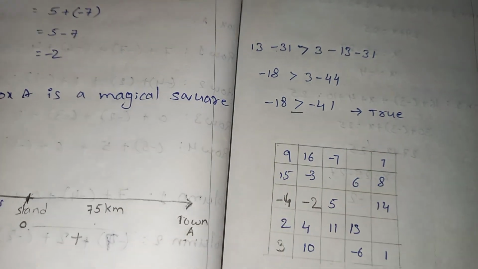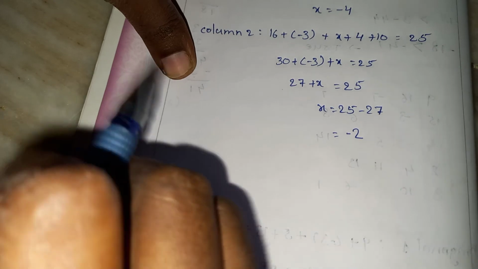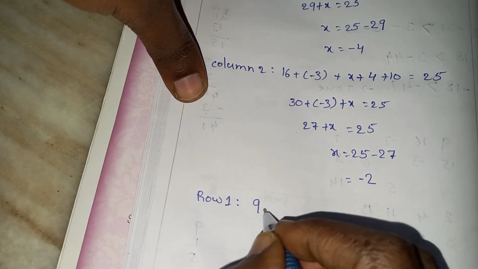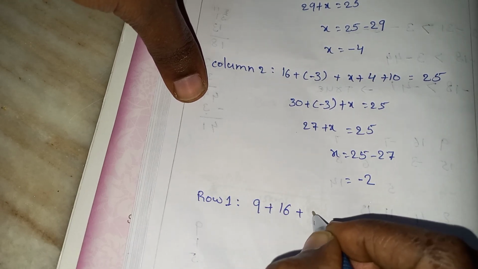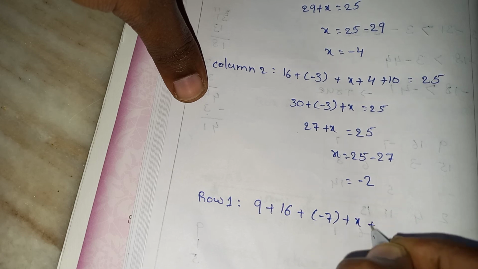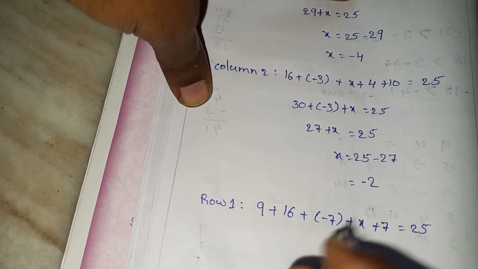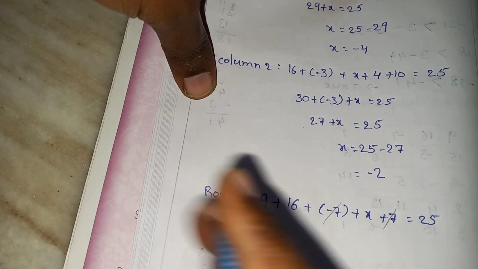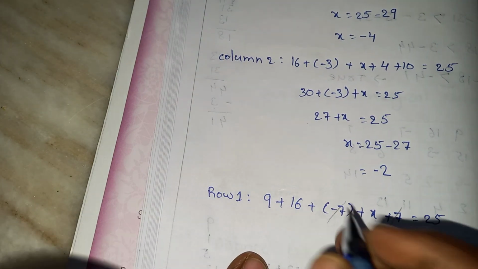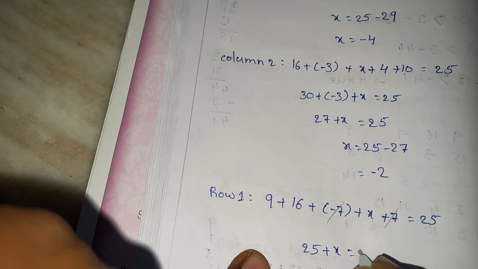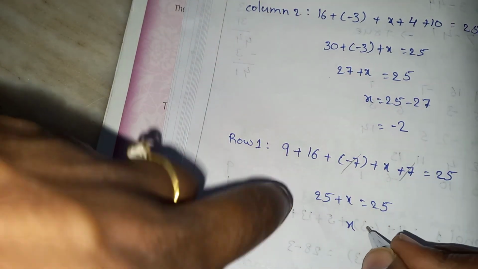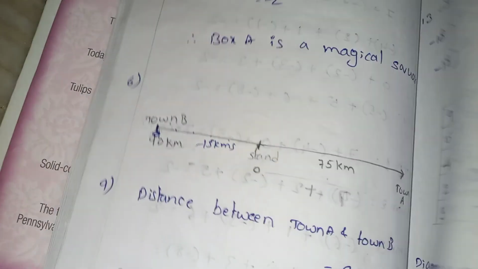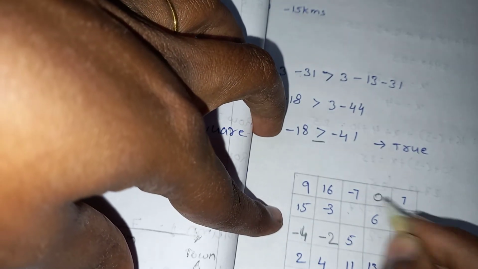Okay, row 1. 9 plus 16 plus minus 7 plus x plus 7 is equal to 25. If we cancel these two, 16 plus 9 is 25. 25 plus x is equal to 25. So x is equal to 25 minus 25. So the value is 0. Mention the same in the box, 0.